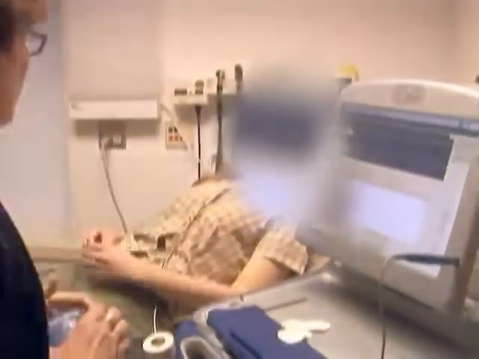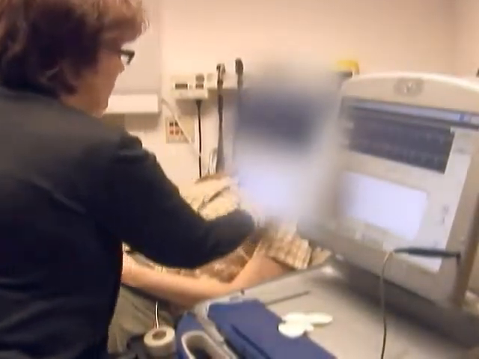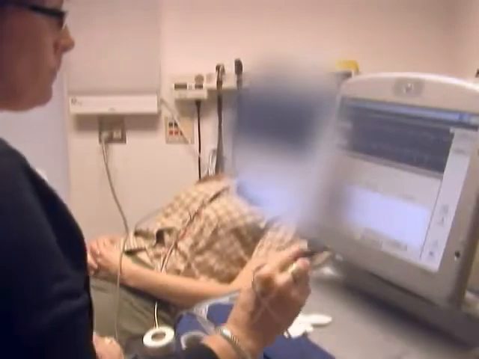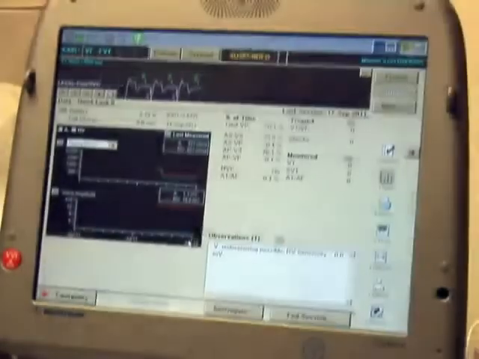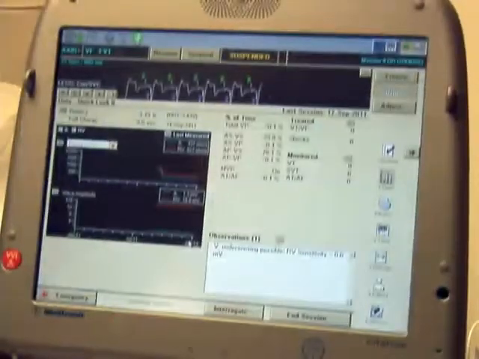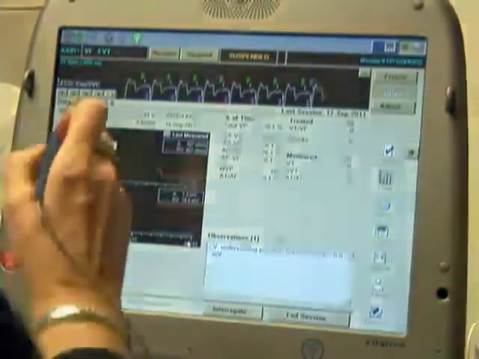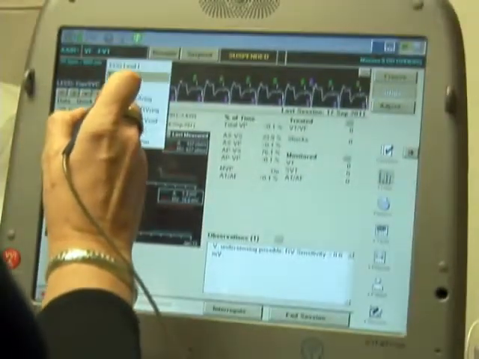Have the patient lay back and place the wand over the device. The programmer will either automatically boot up or the interrogate button must be tapped. Once the interrogation is complete, the startup screen will be visible and the printout will start.